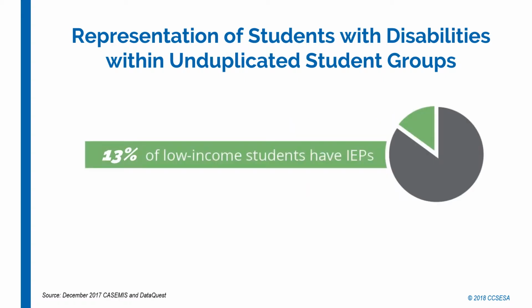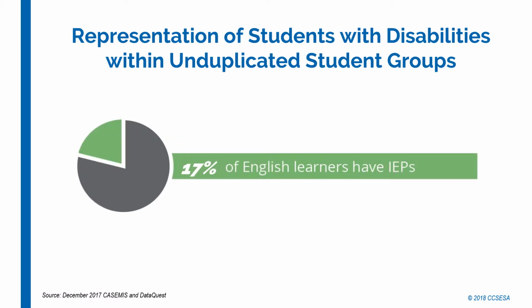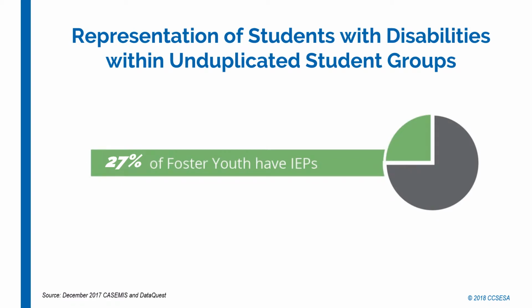Let's review the representation of students with disabilities within an unduplicated student count. 13% of low-income students have an individualized education plan, IEP. 17% of English learners have IEPs. And 27% of foster youth also have IEPs.